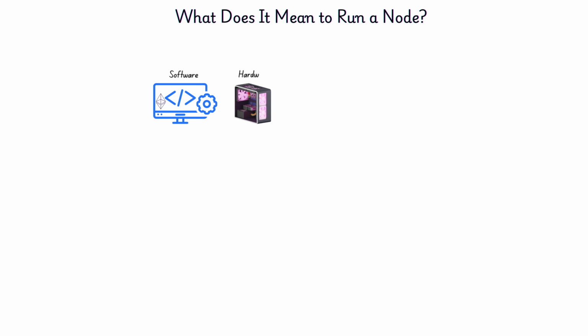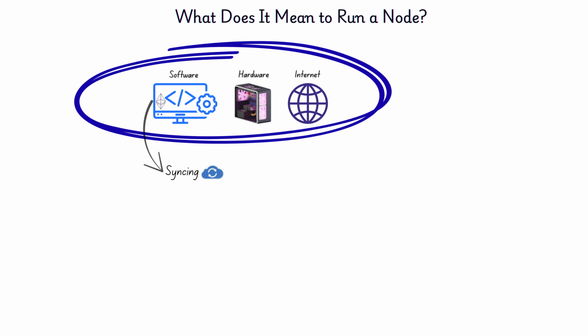Let's break it down. Running a node really comes down to three things. You've got the software, you've got the hardware to handle it, and you stay online to keep in sync with the rest of the network. When you first start, your node has to download Ethereum's history. That process is called syncing.